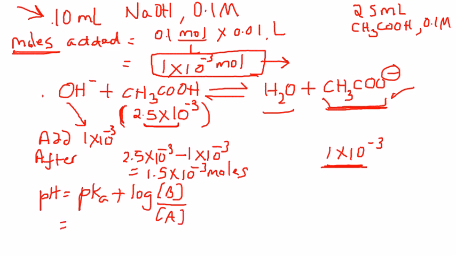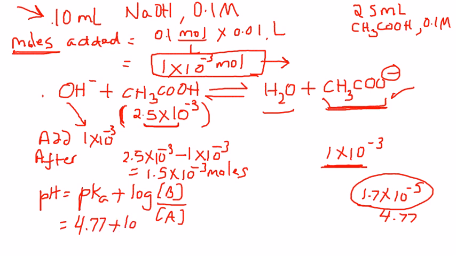And the Ka value was what, 1.7 times 10 to the negative 5th, and so the pKa value for that comes out to be 4.77 plus log of the base concentration, which is 1 times 10 to the negative 3. The acid concentration is 1.5 times 10 to the negative 3.